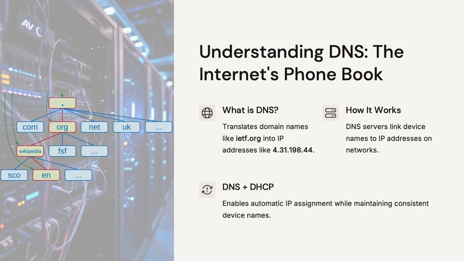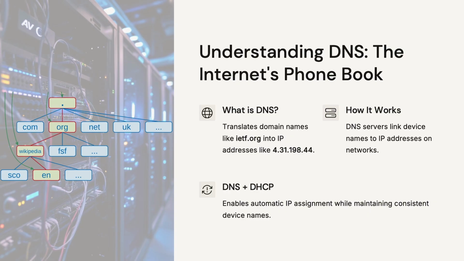Every time a device connects to a network, the DNS server links that device's name to its IP address. And this way, instead of remembering complicated numbers, you simply type google.com or youtube.com. DNS and DHCP, when used together, simplify network management.